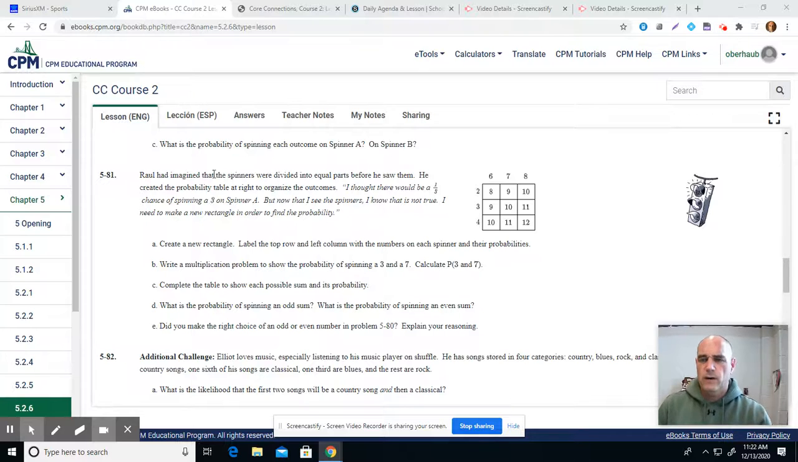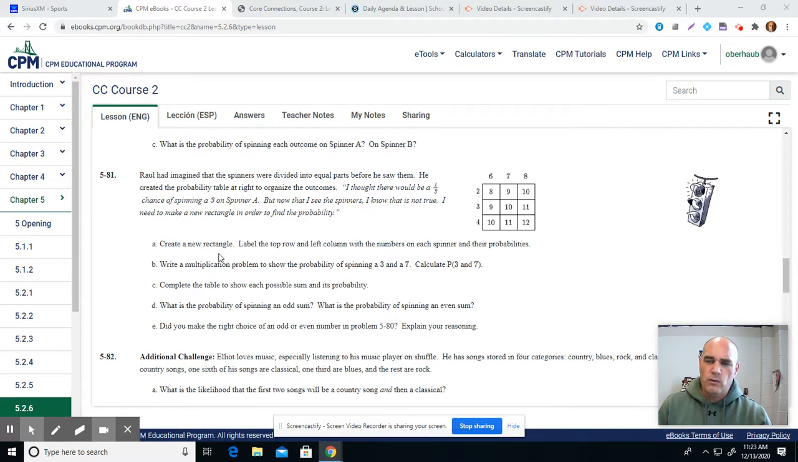All right, question 81. Rawl had imagined the spinners were divided into equal parts before he saw them. He created the probability table at the right to organize the outcomes. Yep, just kind of like we did here. I thought there would be a 1/3 chance of spinning a 3 on spinner 8, but now that I see the spinner, I know that's not true. I need to make a new rectangle in order to find the probabilities.